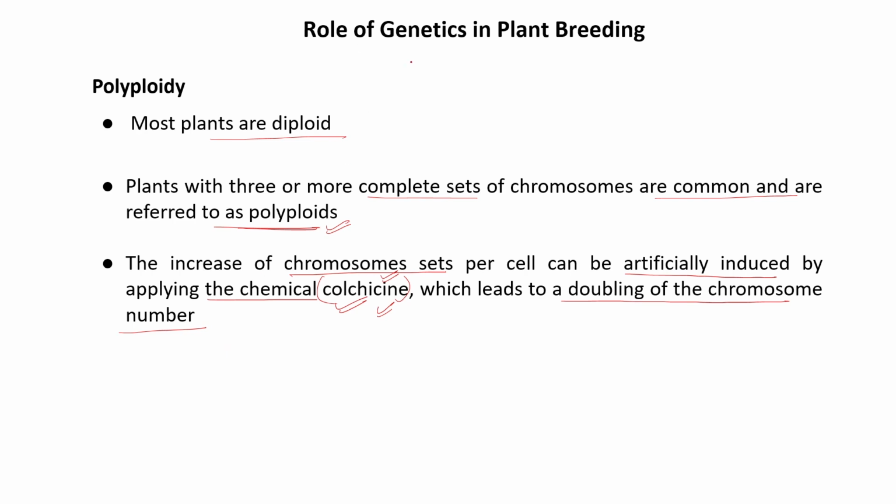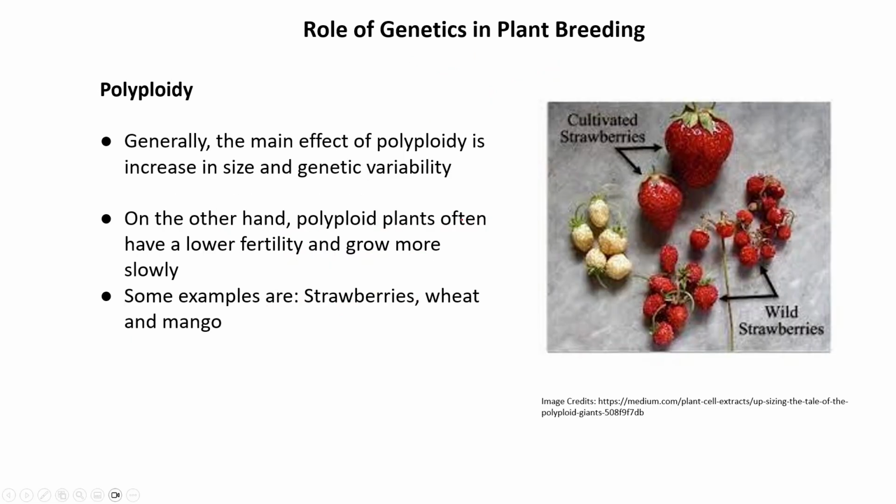So if the plant is having XX, YY, suppose, then it can have XX, XX, YY, YY. So the chromosome got doubled. Generally, the main effect of polyploidy is an increase in the size and genetic variability. So polyploidy leads to an increase in the size and genetic variability of the plant.